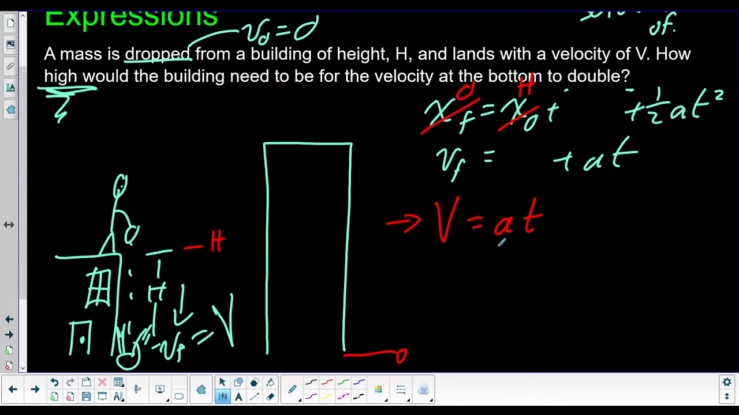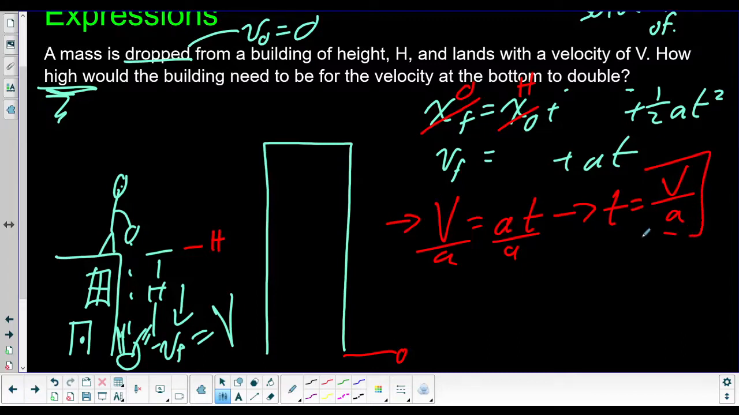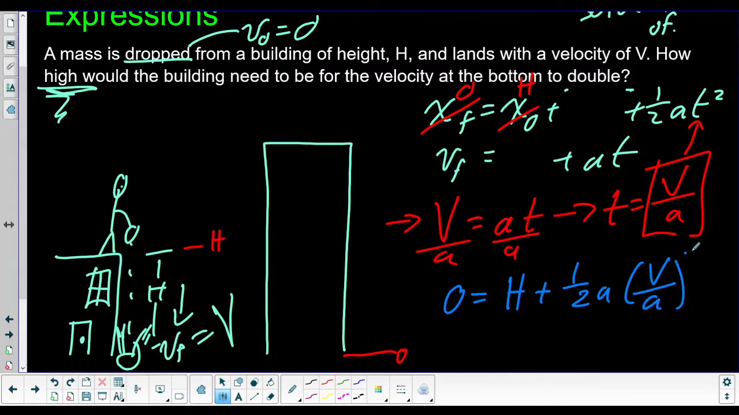All right, try that. So if I solve this for t, we're going to divide by a, divide by a. So t equals the final velocity I'm looking for divided by a. Not too bad. Now we can plug this into our time and we'll see what happens. Let's switch to blue. I'm going to plug in some simplifications here. 0 equals h plus 1/2 a times, that should be a capital V, 1/2 a times V over a squared.